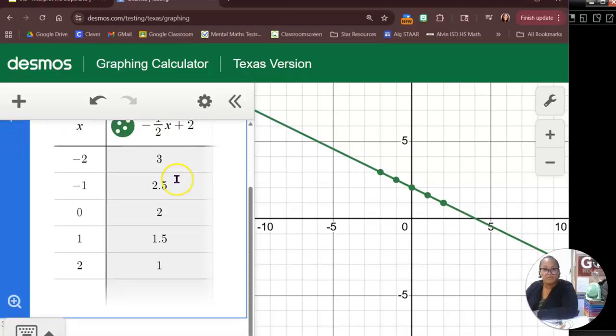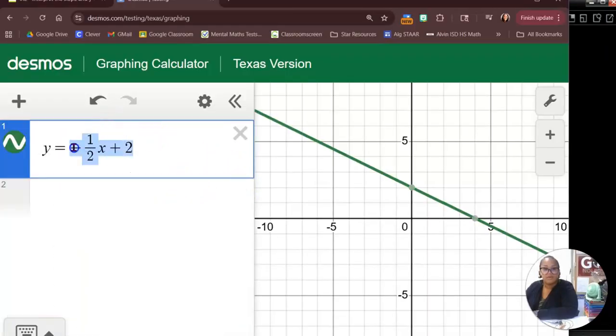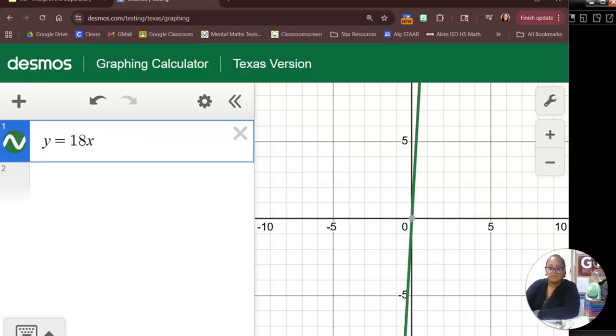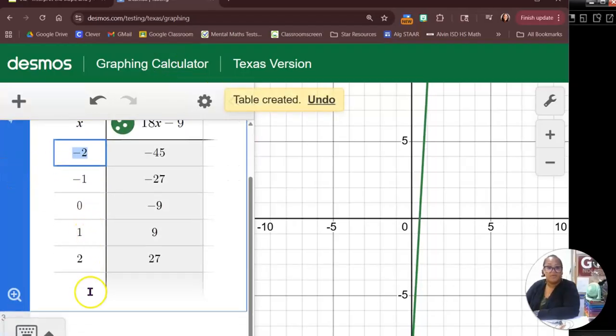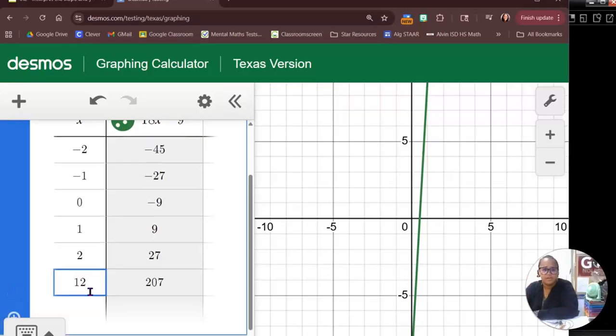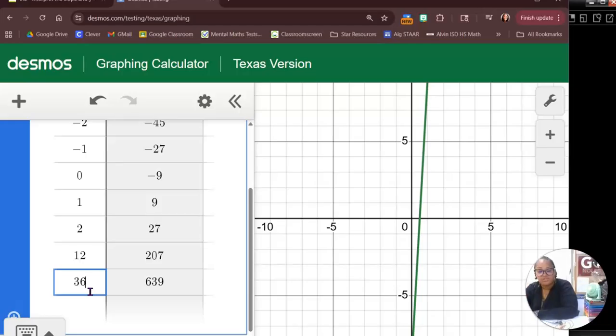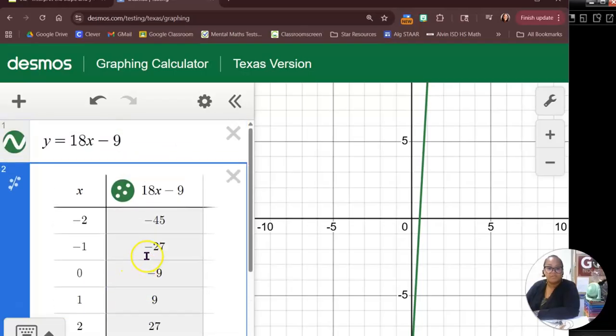You can do that for anyone, really. So close this. Let's say y equals 18x minus 9. If I want to know a certain value, let's say I want to know how much will be the value after 12 months, I'm going to put 12 months here, and it'll be 207 pages if this were a different equation. If I say 36 months, it'll be 639 pages, okay? So that's how Desmos makes the numbers and answers for you as long as you give it the equation in y equals mx plus b form.